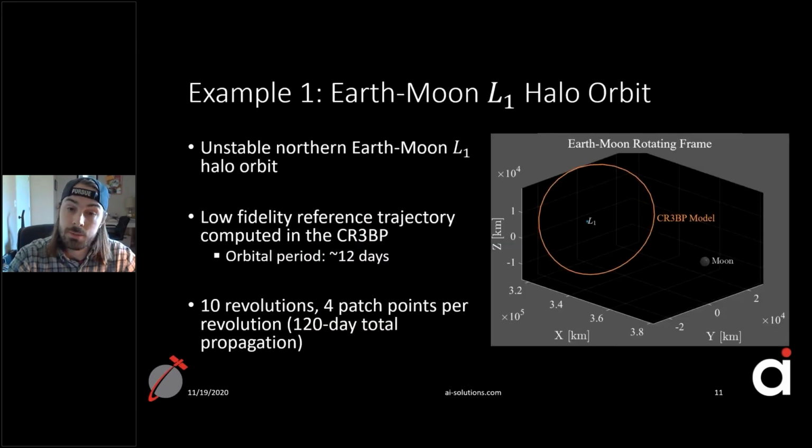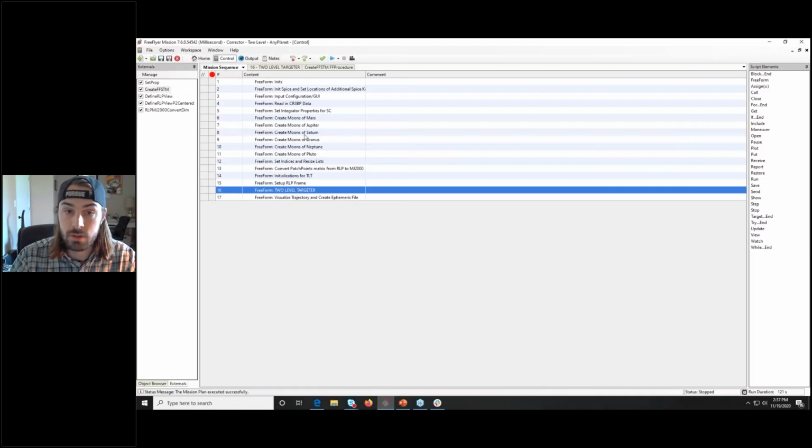So the first example that I'll show today is just using a simple Earth-Moon L1 halo orbit. Now, this is unstable in the Earth-Moon system. So if we were to take a single point on this orbit and just move it to an ephemeris model and propagate it, it would depart fairly quickly. The orbital period of this is about 12 days. So if we use 10 revolutions of this orbit and 4 patch points per revolution, this is going to be about a 120-day propagation. So I will bring up my FreeFlyer script here.